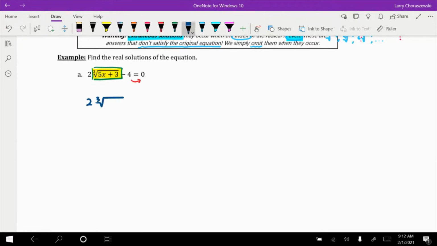That's 2 times the cube root of 5x plus 3 on the left, equaling positive 4. And there's still one more thing being done to this cube root, and that's multiplication by 2. Any help on how we can get rid of this multiplication by 2? Yep, we can divide each side by 2. Okay, that cancels it out on the left. And on the right, 4 divided by 2 is 2.